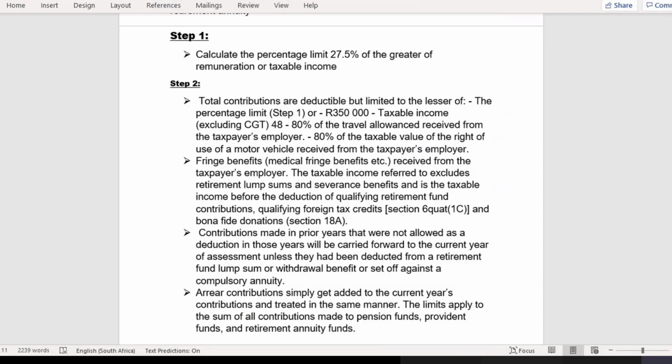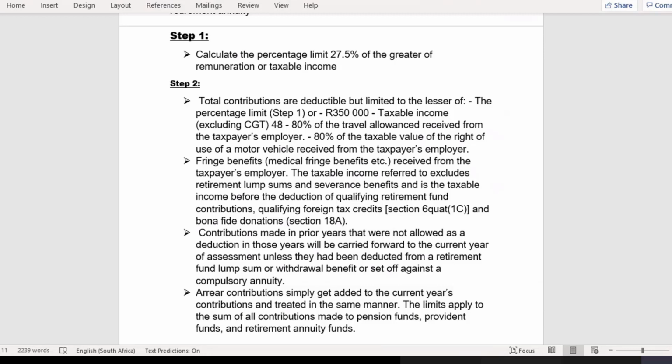Step 2 will be the total contributions that are deductible but limited to the lesser of 350,000, which I think I mentioned above, or the taxable income excluding the CGT, or 80% of the travel allowance received from the taxpayer's employer, or 80% of the taxable value of the right of use of the motor vehicle received from your taxpayer's employer. So fringe benefits such as your medical aid received from your taxpayer's employer.